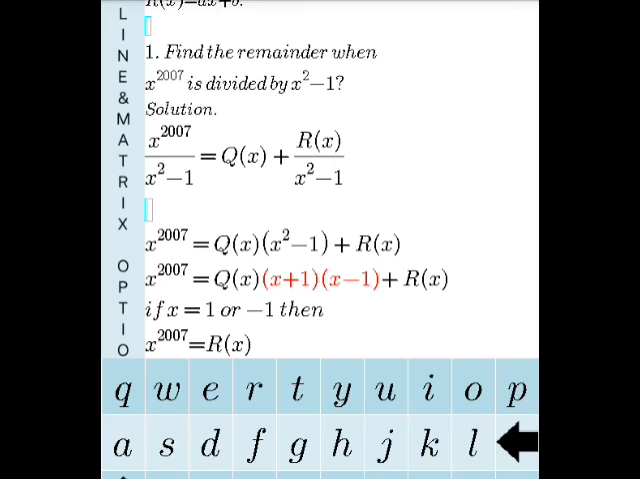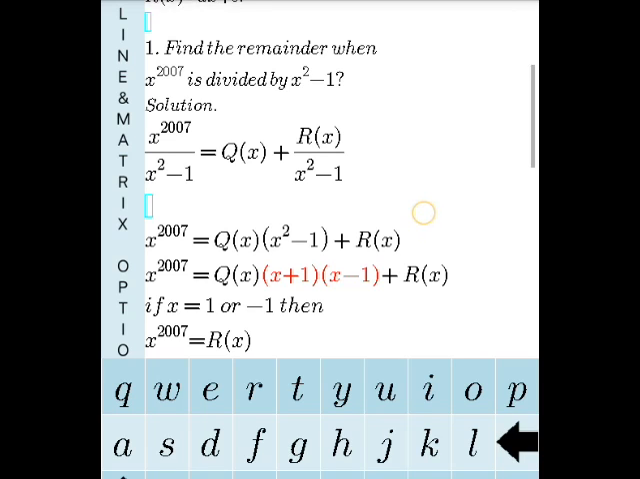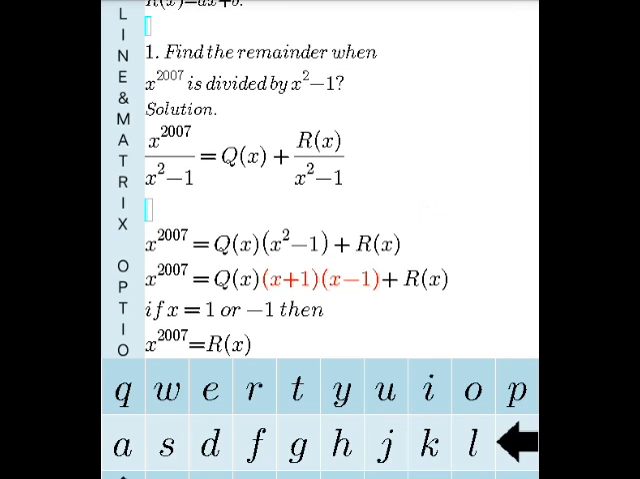Right? So what we're basically doing is we're just factoring, figuring out the values of x that would make our divisor 0. So figuring out the values of x that would make our divisor equal to 0.